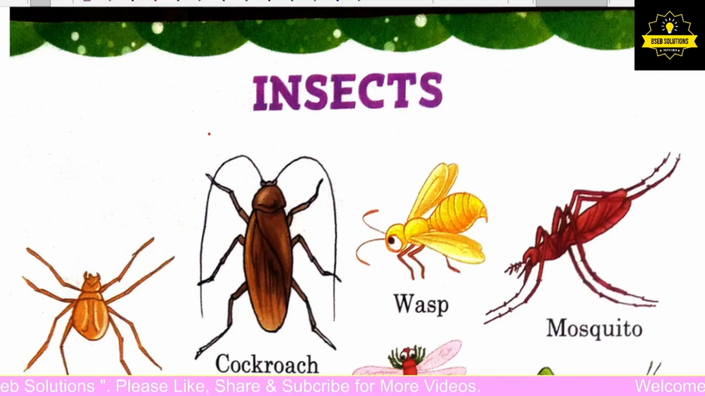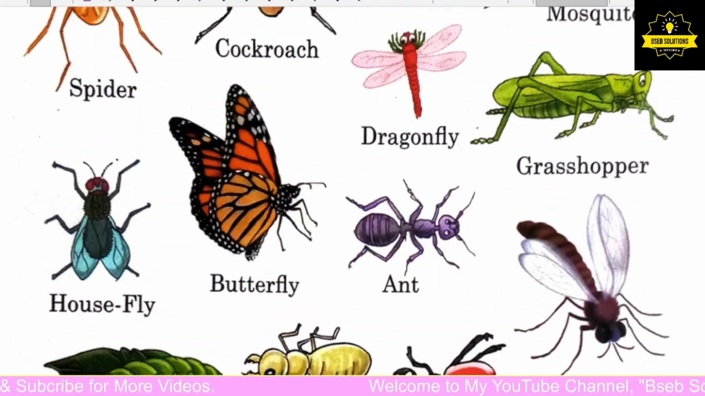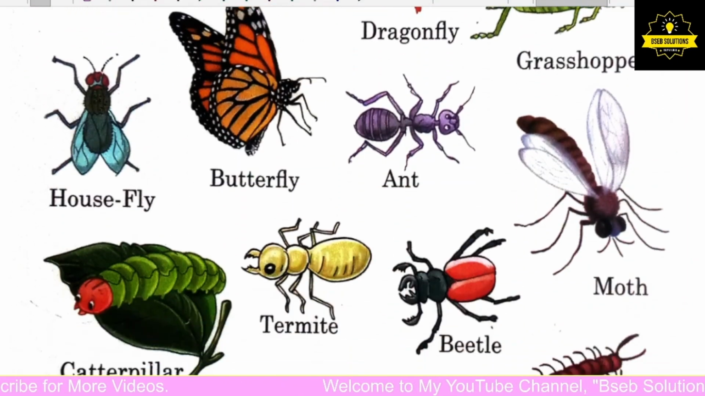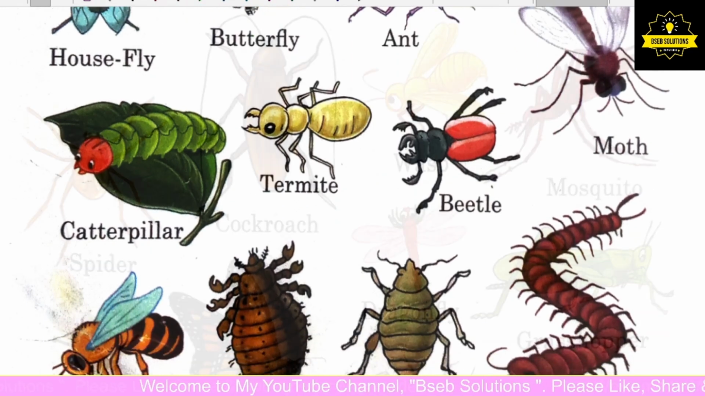Today we are going to learn the names of insects in English. Are you ready? Let's get started. Insects are small creatures with 6 legs. Some can fly and some crawl. Let's meet our little insect friends and learn their names.